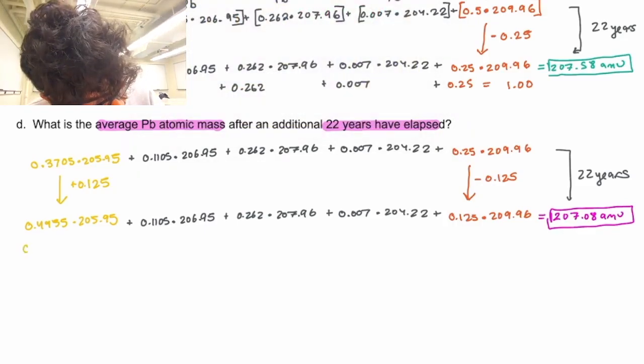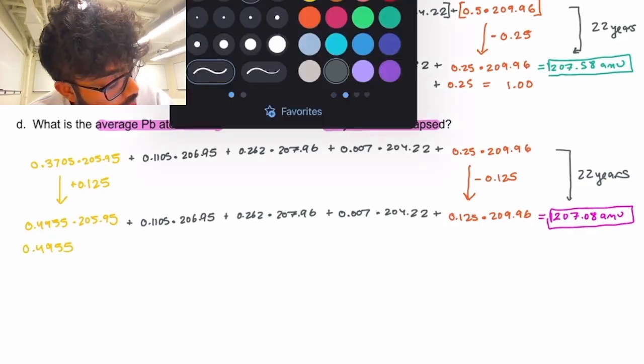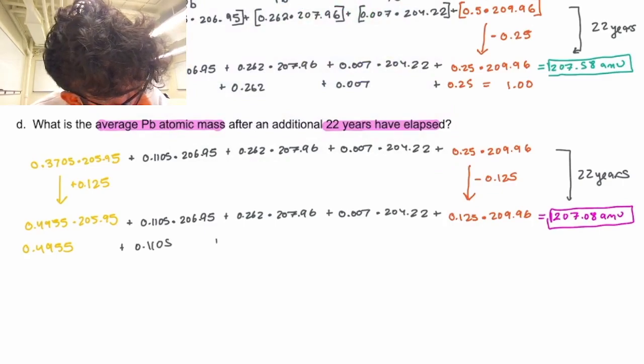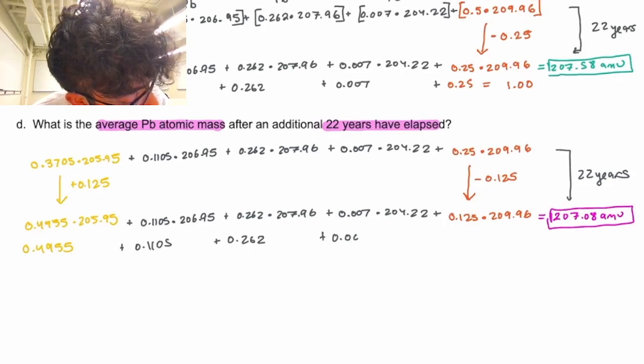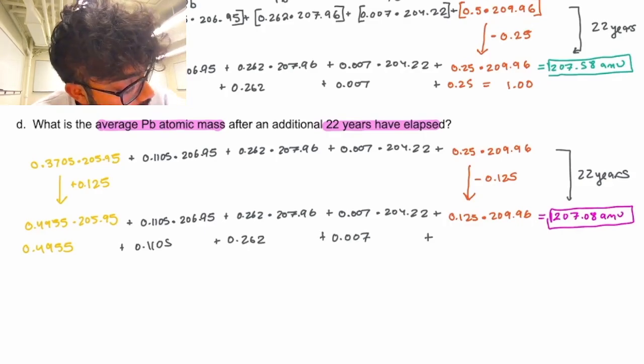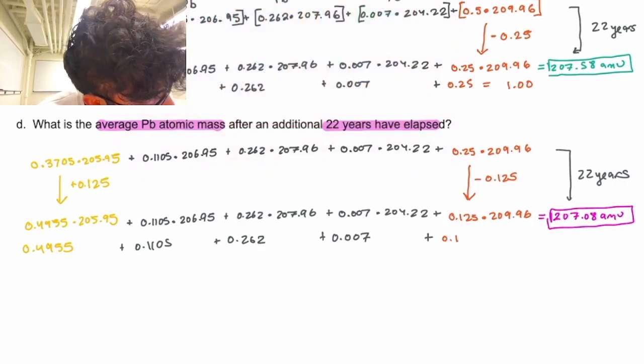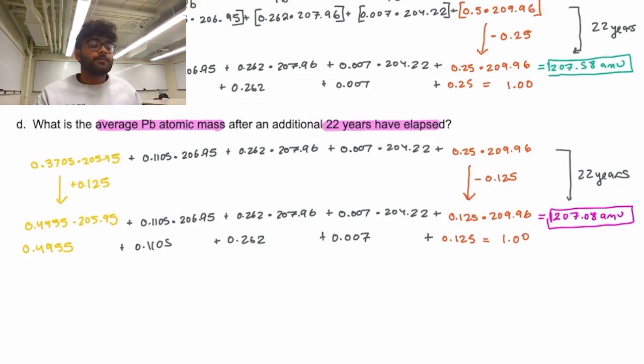And now, as always, we need to make sure our fractions add up to 1. So we can add up all of our fractions: 0.4955 plus 0.1105 plus 0.262 plus 0.007 plus 0.125, and if we do that addition, we get 1.00. So our fractions add up to 1. Our new atomic mass is 207.08 AMU.